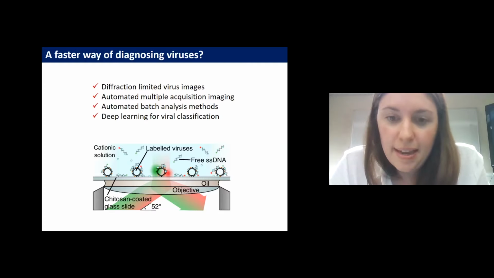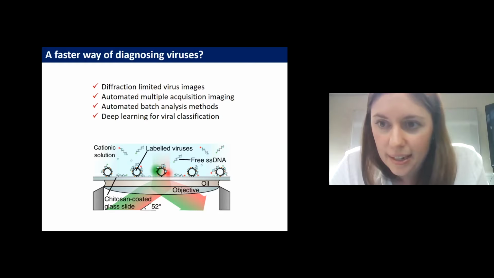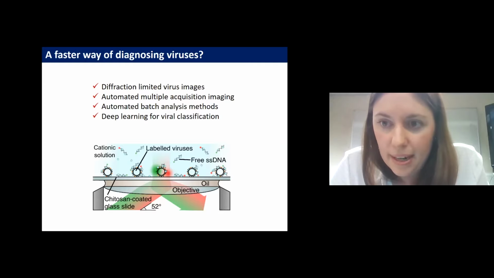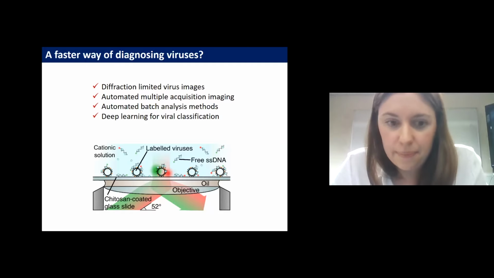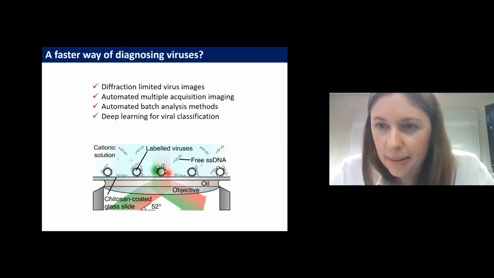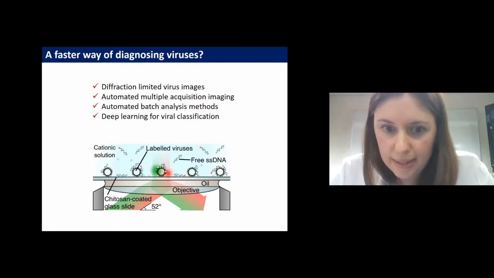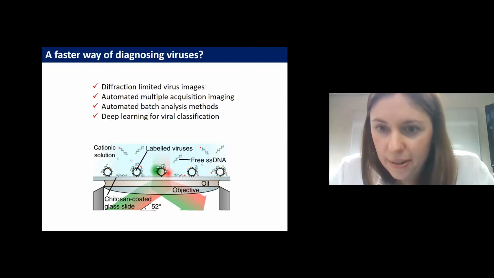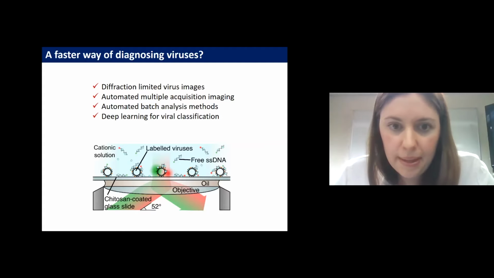This is the basis of the assay that we've been developing over the last couple of months to detect coronaviruses. The schematic at the bottom shows how our labeling and sticking of viruses works. We label viruses using the calcium chloride and DNA method that I described previously. These are stuck down onto the surface of a glass slide that's been treated with a polymer called chitosan that basically makes the glass very sticky and it sticks the viruses down very quickly. And then we use a TIRF microscope to look at them.